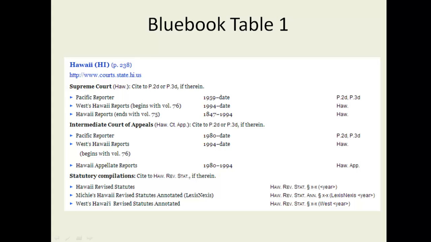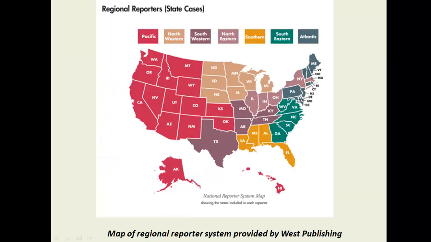In addition to the particular case reporter for a state, many of the state's court decisions are reprinted in a case reporter known as a regional reporter. A regional reporter collects the court opinions for the group of states in that region. Hawaii, for example, is located in the Pacific Reporter series.